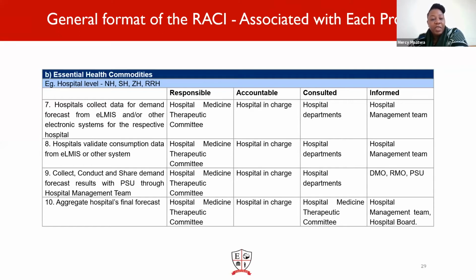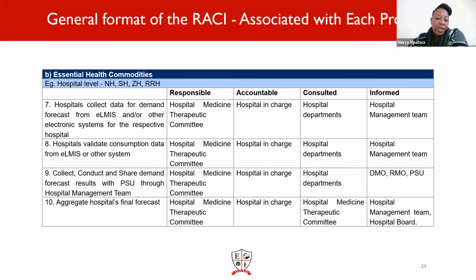Then after they've done the validation, they now need to conduct and share the demand forecast result with the pharmaceutical services unit at the ministry. The responsibility is the HMT, and the accountable person should be the hospital in charge, who will duly sign the demand forecast, and hospital departments will be consulted. Then this will be channeled to DMO, RMO, and eventually ORAC and the pharmaceutical services unit.